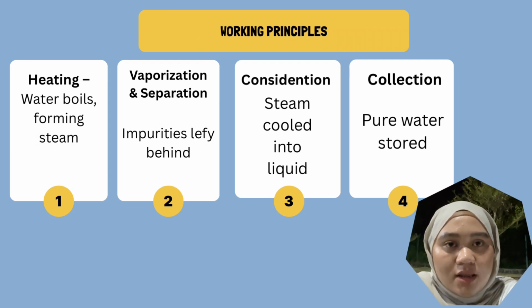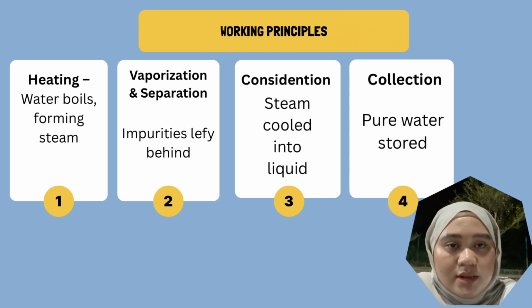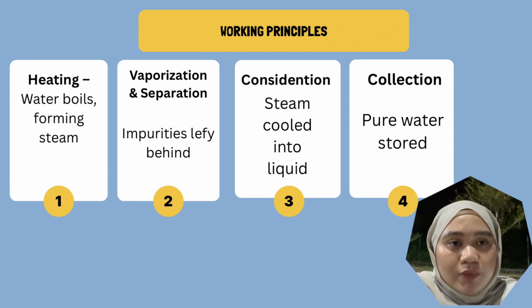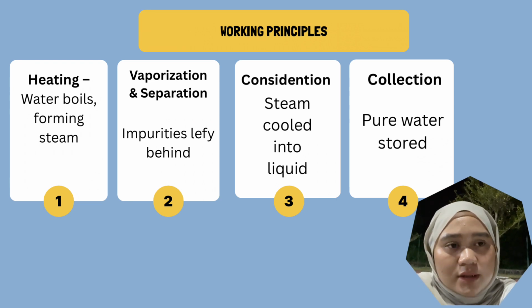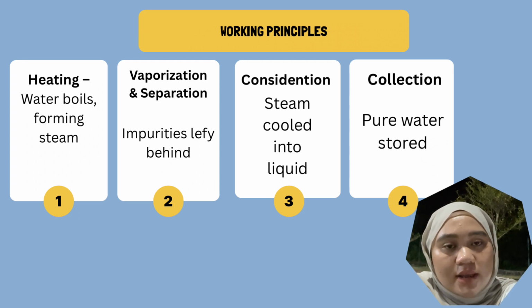The first one is heating, in which water is heated to its boiling point, which is 100 Celsius at sea level, in a boiling chamber. As the water boils, it turns into steam, leaving behind dissolved solids, heavy metals, bacteria, viruses, and other contaminants. So the next step is vaporization and separation.